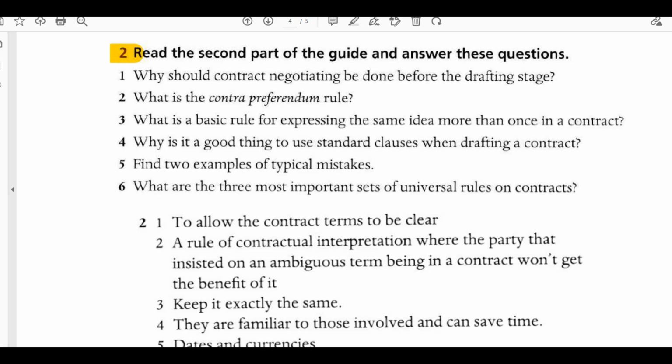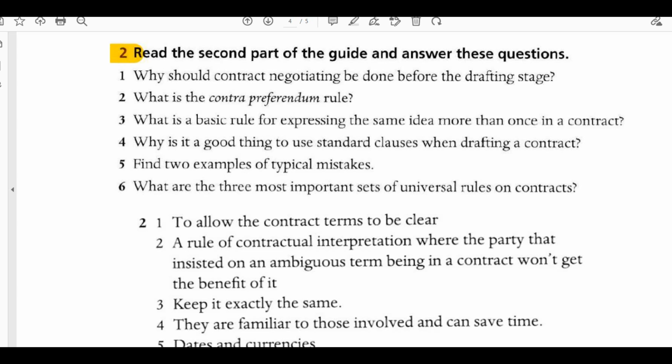To allow the contract terms to be transparent and clear. The next, what is the contra proferentem rule? That's a rule of contractual interpretation where the party insisting on an ambiguous term being in a contract won't get the benefit of it. Third, what is the basic rule for expressing the same idea more than once in a contract? Keep it exactly the same.